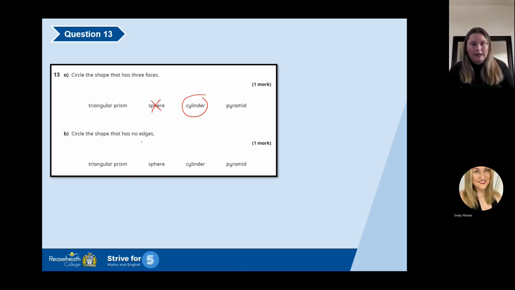Okay, circle the shape that has no edges. So an edge would be like a corner of a table or the edge of the baked beans tin, but we want a shape that's got no edges. So a sphere is going to be your answer.